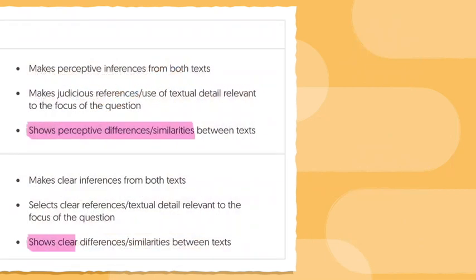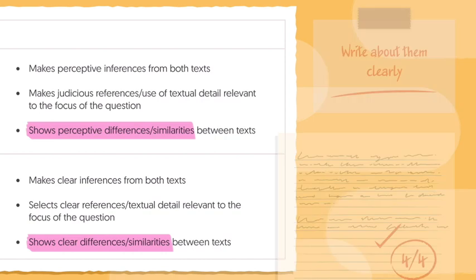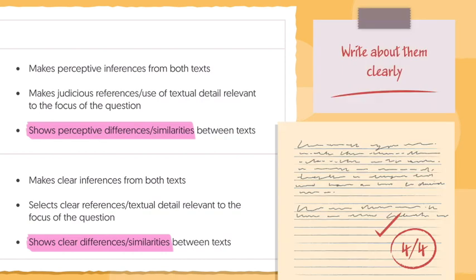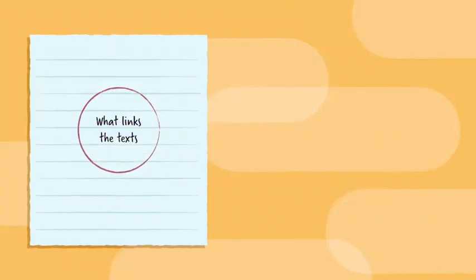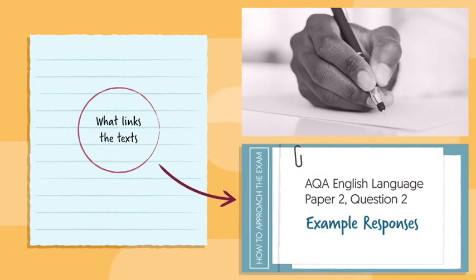For the third bullet point, you'll need to be able to show the clear differences or similarities between the 2 texts. Again, this might sound obvious, but it's really important that you write about what those differences or similarities are in a clear way, so that your examiner finds it really easy to award you the marks. The last thing you'll need to do is to provide a statement, summarising what links the 2 texts. In our example responses video for this question, we look at some examples that take you through how to do this.